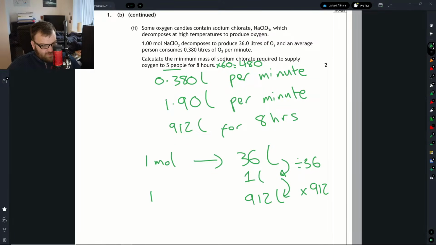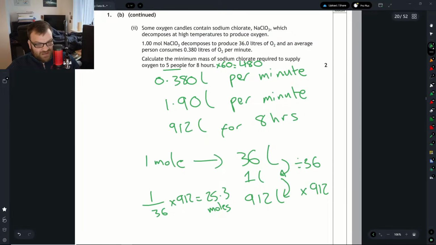I'm going to take my 1 mole, I'm going to divide it by 36. I'm going to times it by 912. And that means I get 25.3 moles of sodium chlorate. Not quite finished, because they're then asking us for mass.